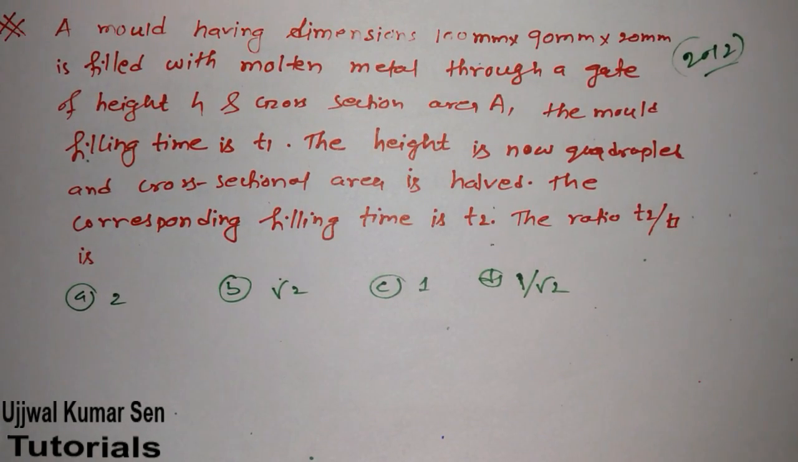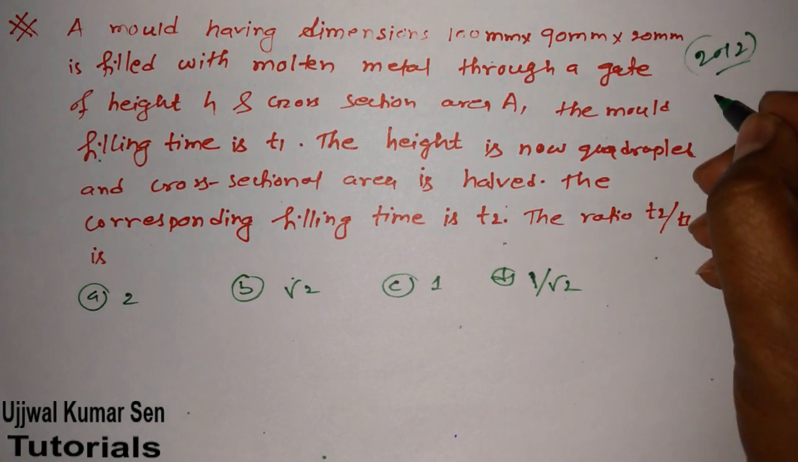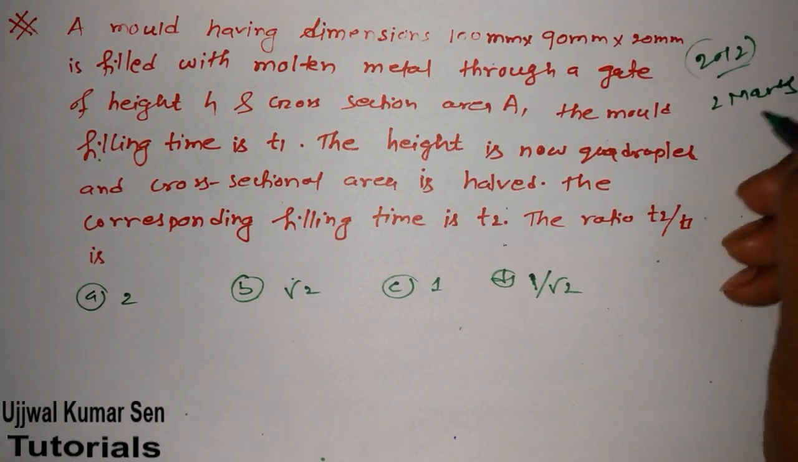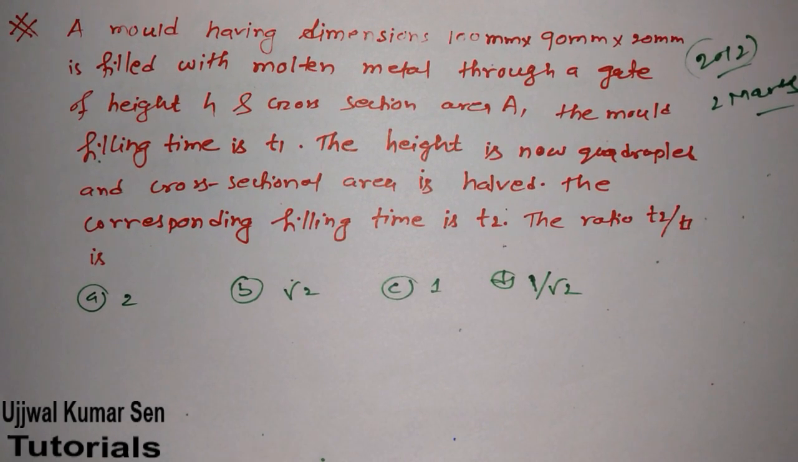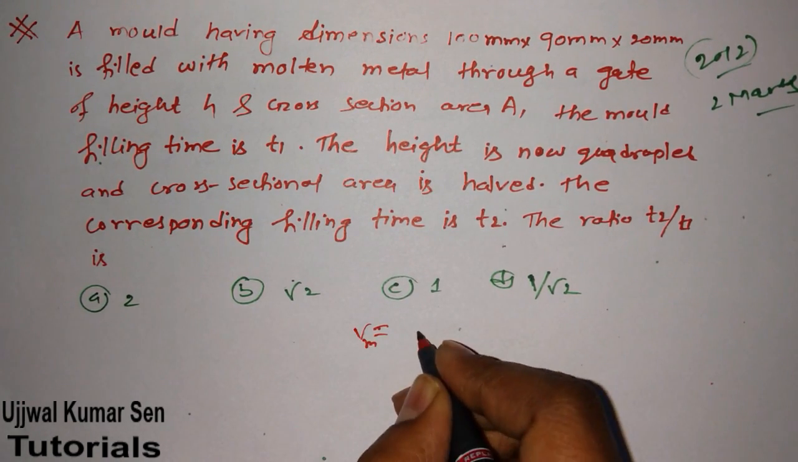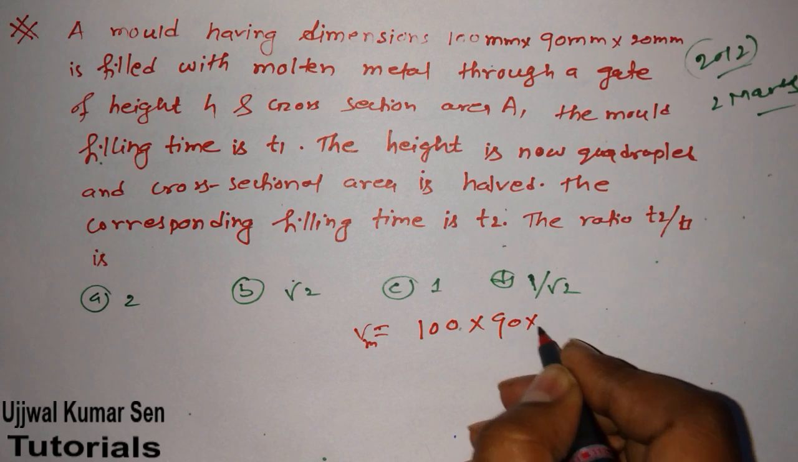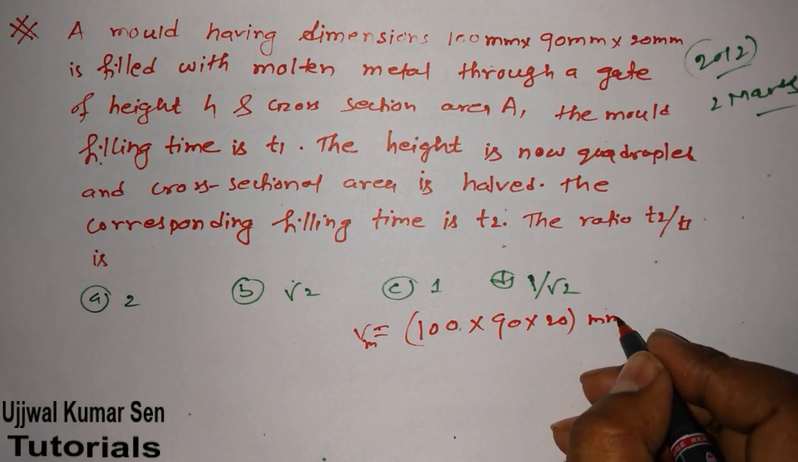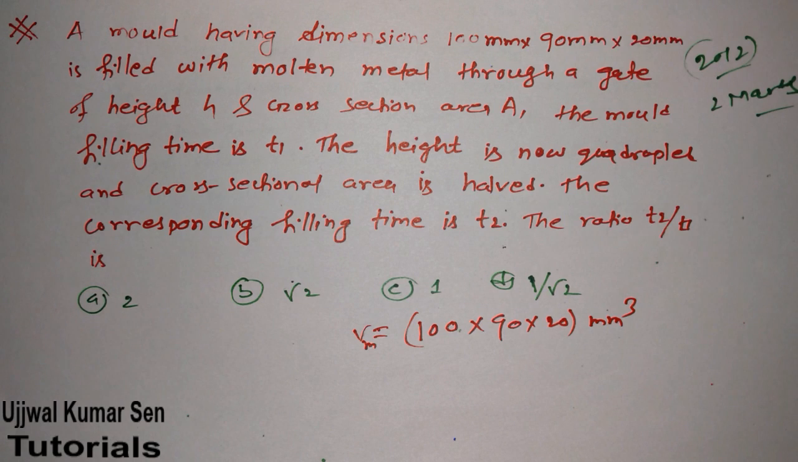The question we have now was asked in the GATE 2012 examination, for 2 marks. Remember this, and you can solve the question easily within 2 or 3 minutes. We just have to read the question carefully. A mold having dimensions of 100 mm, 90 mm and 20 mm. So the volume of the mold VM is equal to 100 into 90 into 20, and its unit would be millimeter cube.